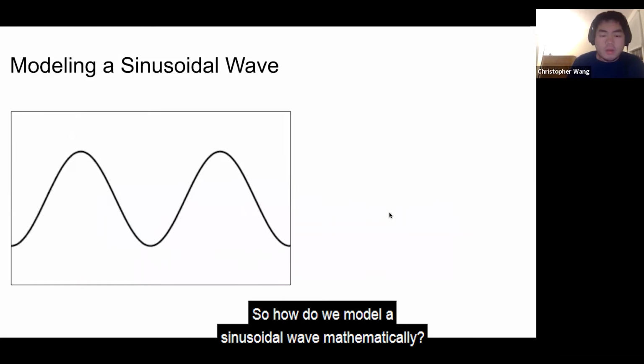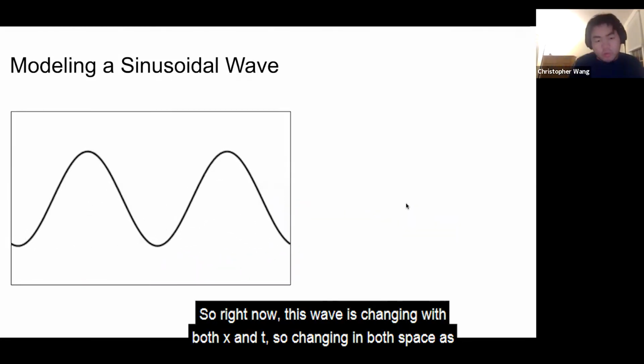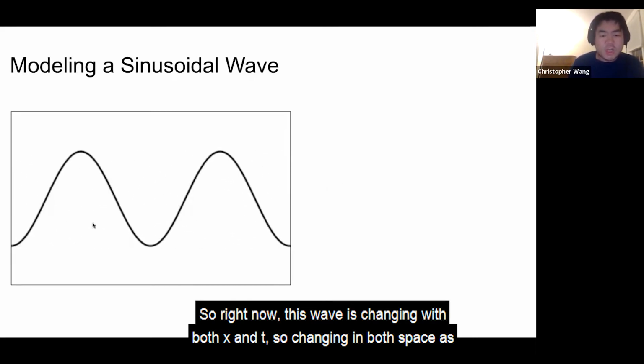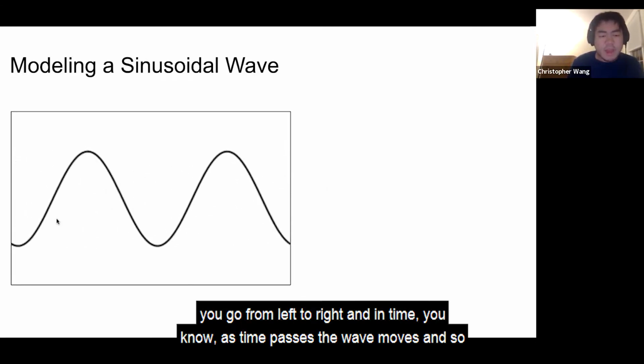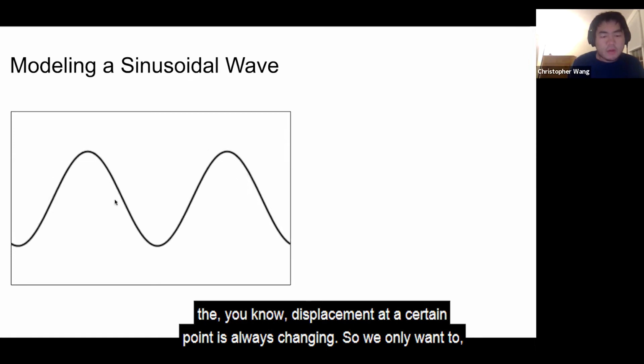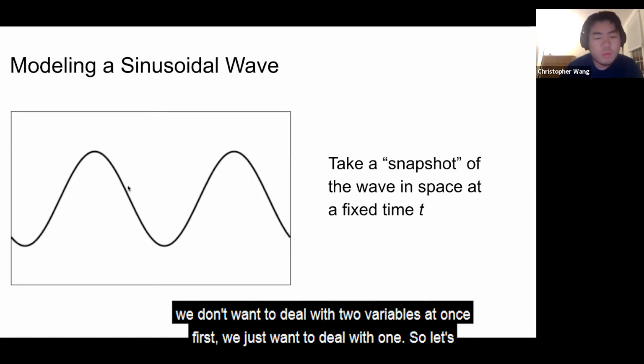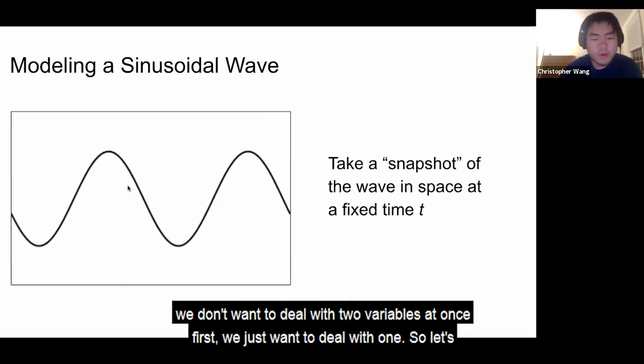So how do we model a sinusoidal wave mathematically? Right now, this wave is changing with both x and t. So it's changing in both space as you go from left to right, and in time. As time passes, the wave moves, and so the displacement at a certain point is always changing. So we don't want to deal with two variables at once first. We just want to deal with one.